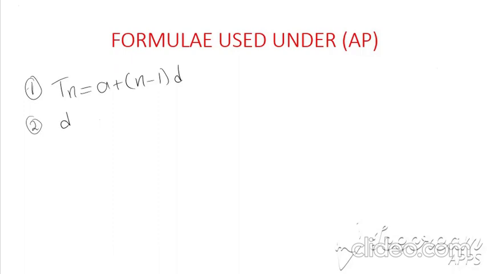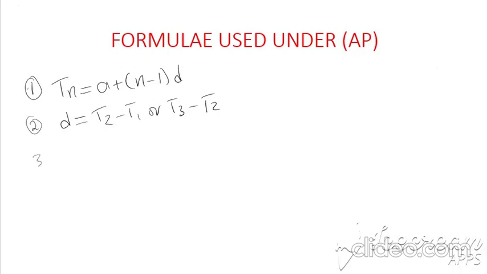The second formula: D, the common difference, is equal to T2 minus T1, or T3 minus T2. So to find the common difference, you can subtract the first term from the second term, or subtract the second term from the third term. That's how you come up with the common difference, or the constant amount.